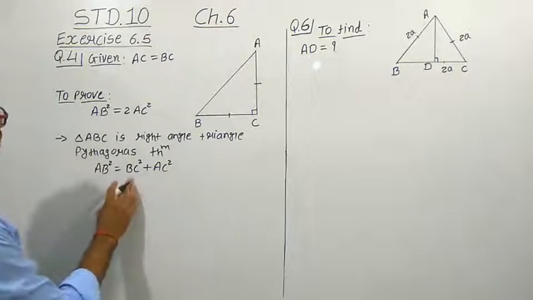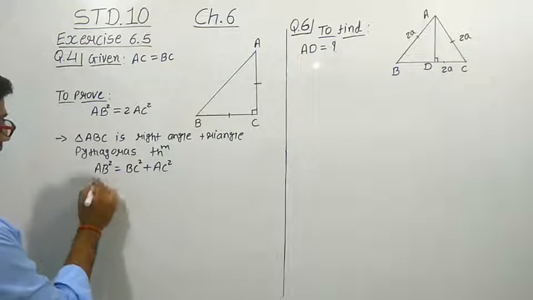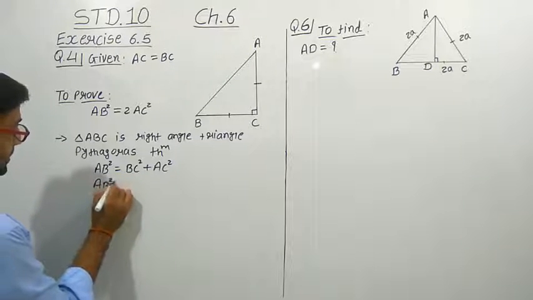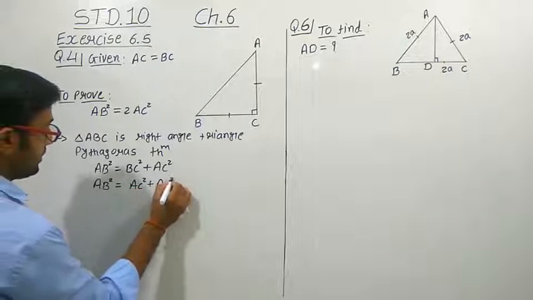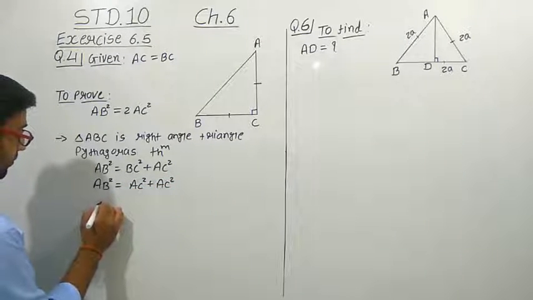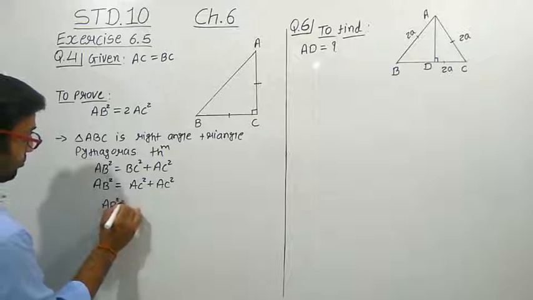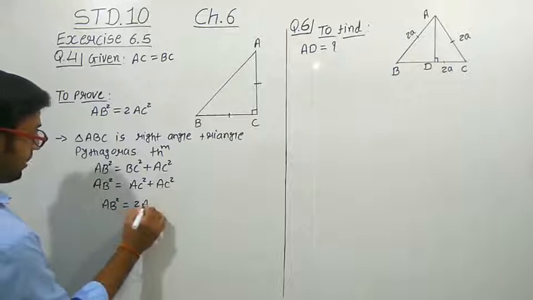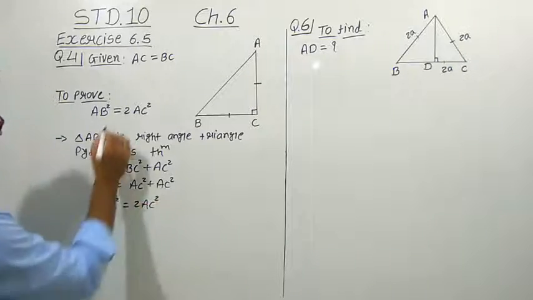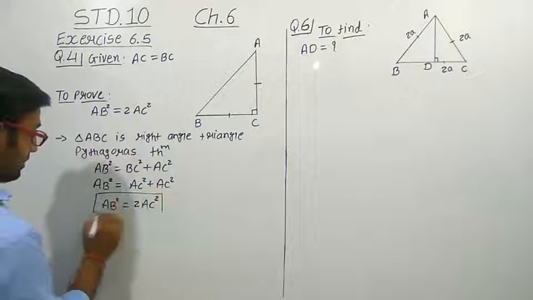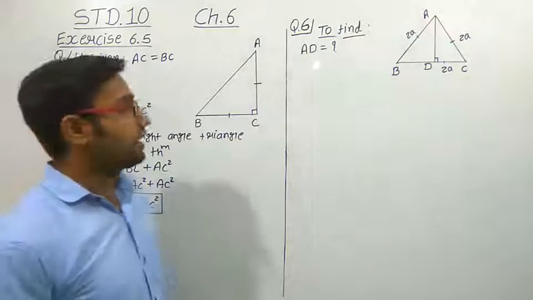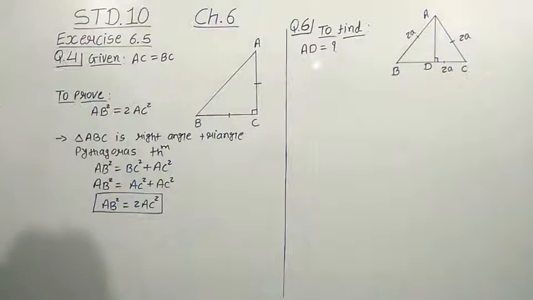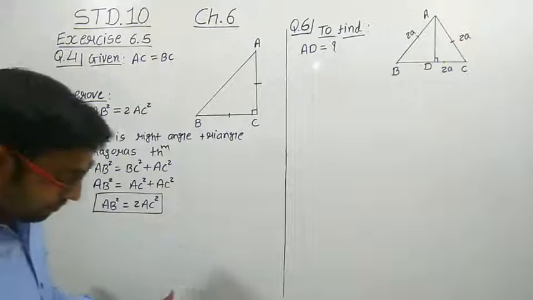So here we require to put AC instead of BC. So we can write down this as AB square is equals to AC square plus AC square, and therefore we can write down AB square is equals to 2 times AC square. So this is the required result. Yes, this sum is this much simple. Okay, so now let us study the question number 6.